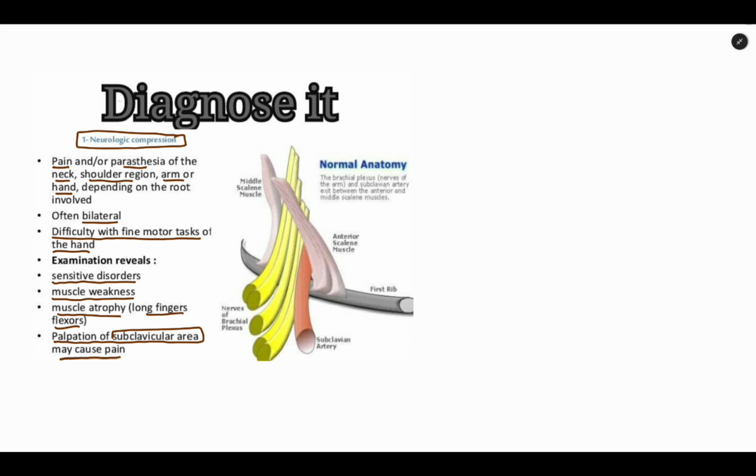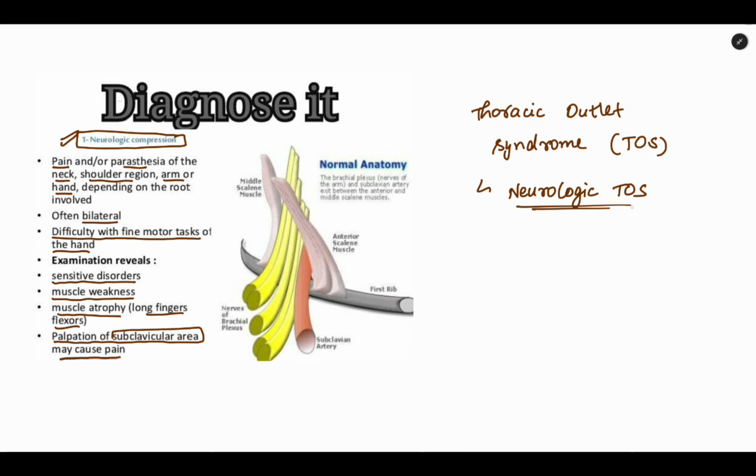So based on these symptoms or on examination, we can say that it is a case of thoracic outlet syndrome, TOS. As it is mentioned specifically that it is a neurological compression, we can say that it is a neurologic TOS.